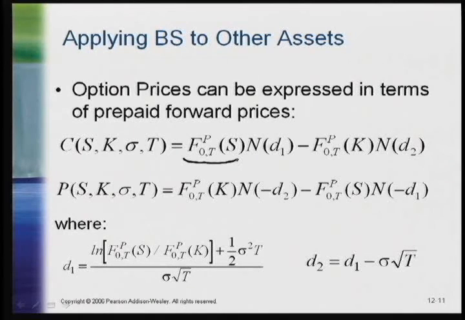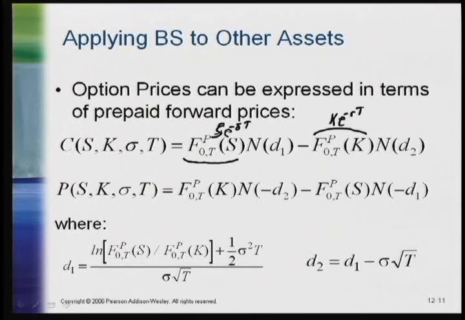And what we can see is that the prepaid value of S, you remember in the Black-Scholes formula, it was S e to the minus delta T. Well, that's the prepaid value of a share of common stock. This, in the Black-Scholes formula, was K e to the minus RT. That's the prepaid forward value for a contract that pays K at time T.